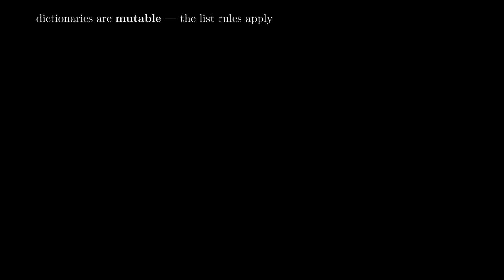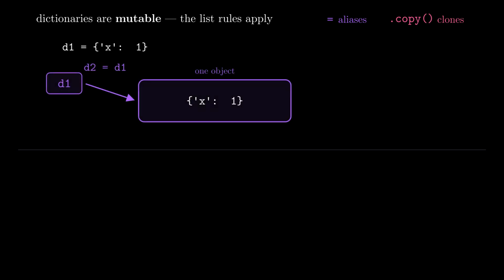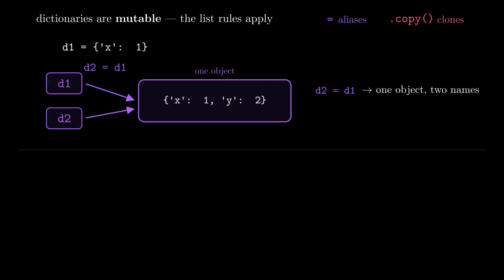Dictionaries are mutable, so every rule you learned about aliasing and copying lists applies here too. A plain equals sign never copies anything. It makes an alias. Start with a dictionary named D1, then write D2 equals D1. Now D1 and D2 are two names for the exact same object. Change either one and you've changed that single shared dictionary because there has only ever been one.